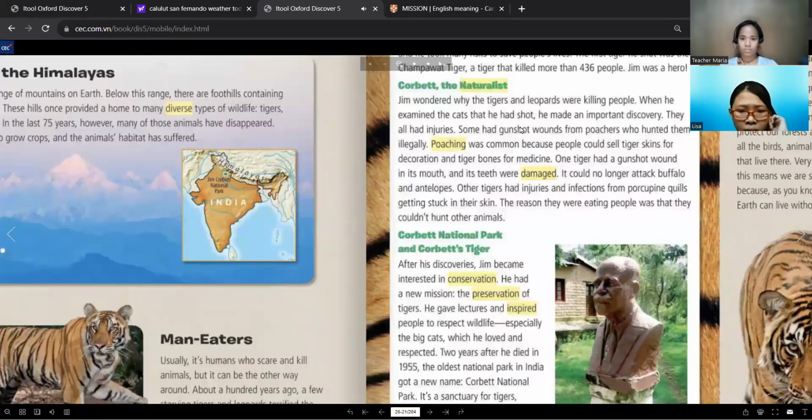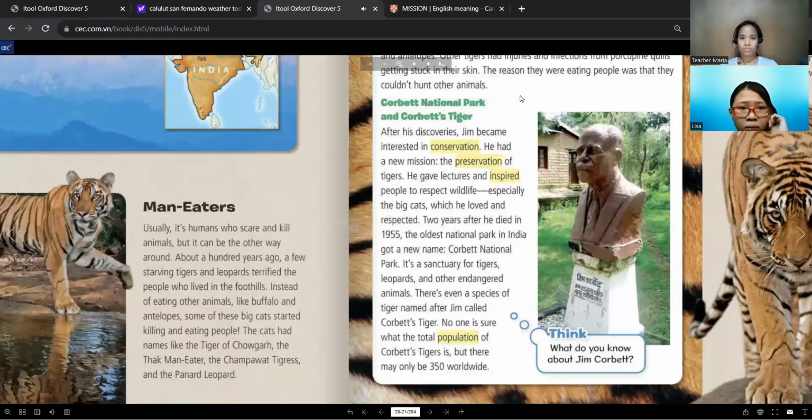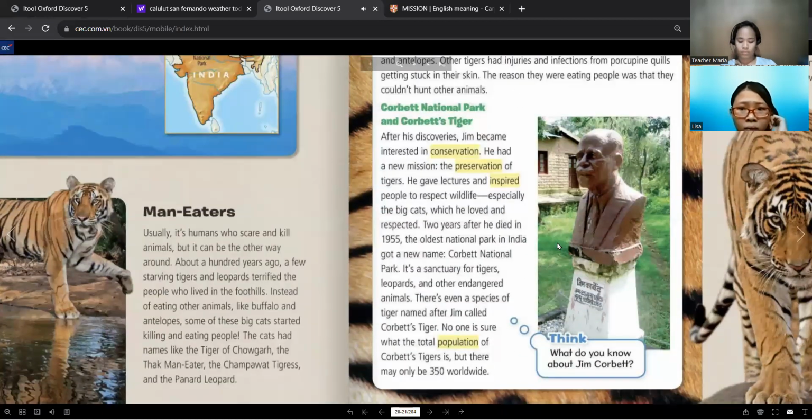Corbett National Park and Corbett's tiger. After his discoveries, Jim became interested in conservation. He had a new mission: the preservation of tigers. He gave lectures and inspired people to respect wildlife, especially the big cats, which he loved and respected.